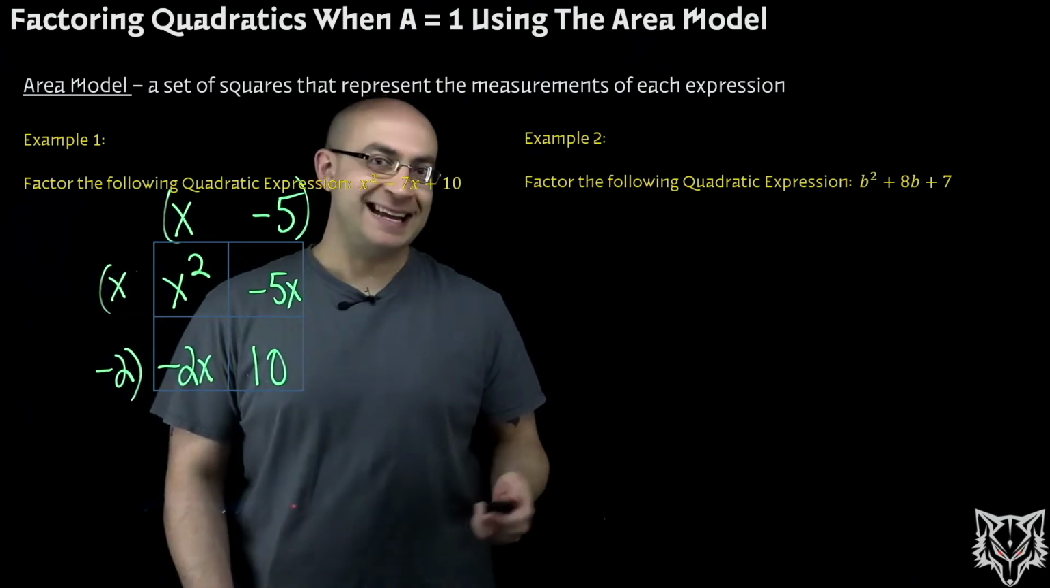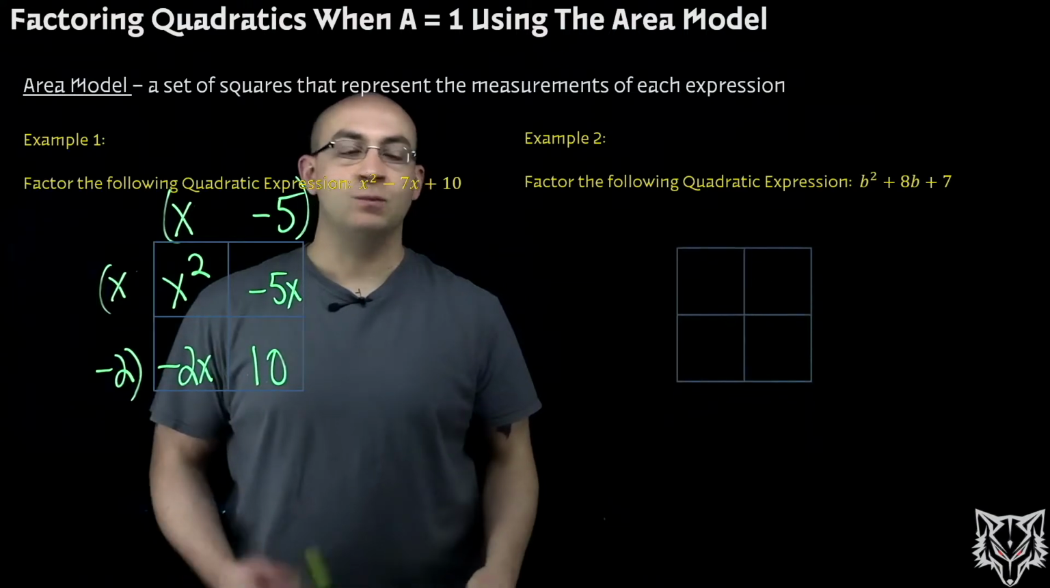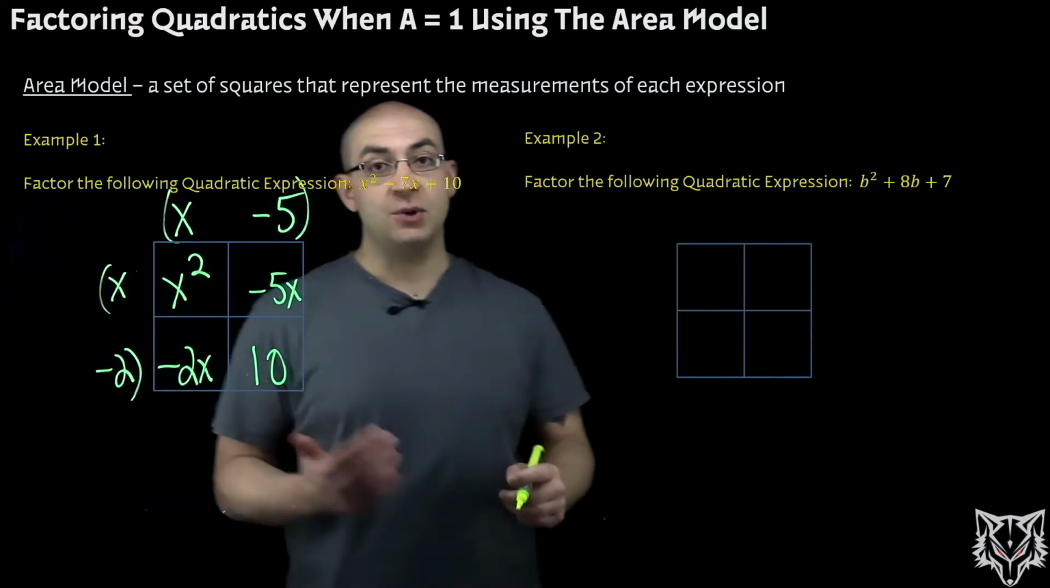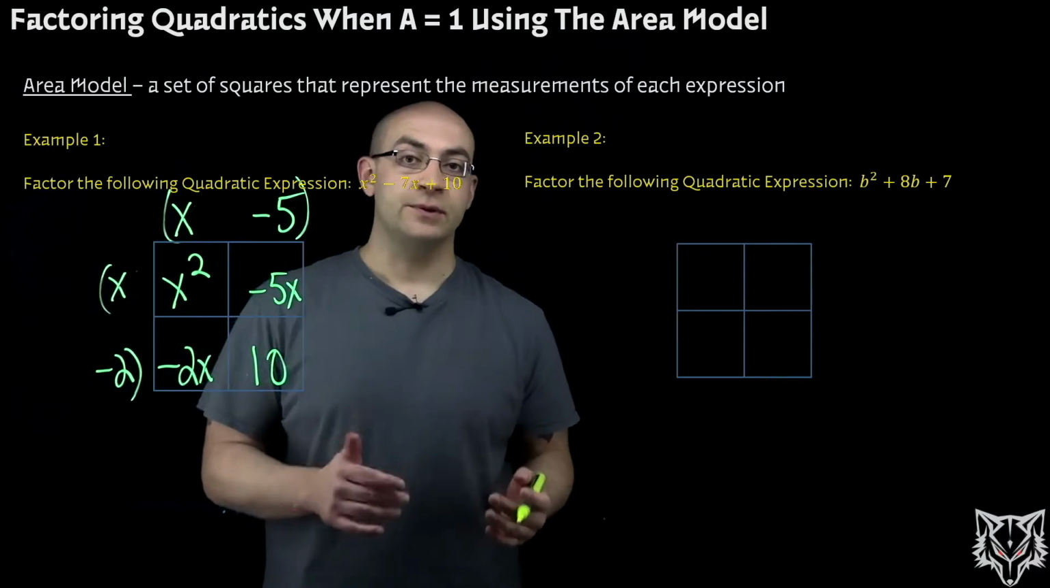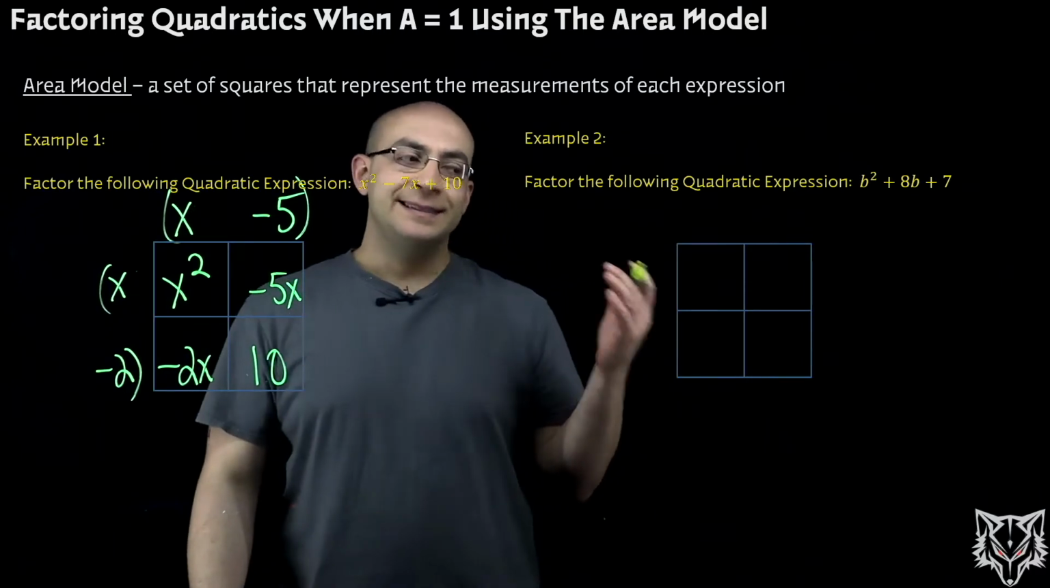Moving on. Okay, let's go ahead and try our second example. B squared plus 8b plus 7. And again, we always want to have our squares there. If they're not given to you on the paper, you're definitely going to want to go ahead and draw them for yourself. All right, well, same process exactly.